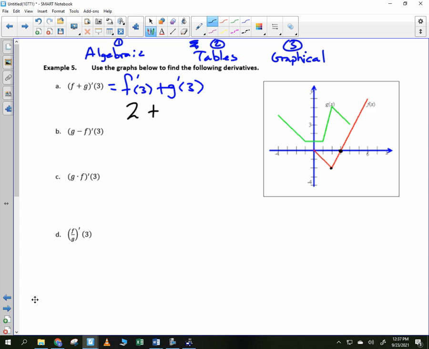plus, and now I look at the derivative at 3 for g, which would be at that spot right there. Can someone estimate that derivative? Yeah, I'm saying negative 1 as well. So we get 1. Are there any questions with that? So how is it going to be different if I subtract them? Just subtract them, right? So it would be g prime of 3 minus f prime of 3. The derivative at 3 for g we said was negative 1, and we subtract 2 off of that, and we get negative 3.